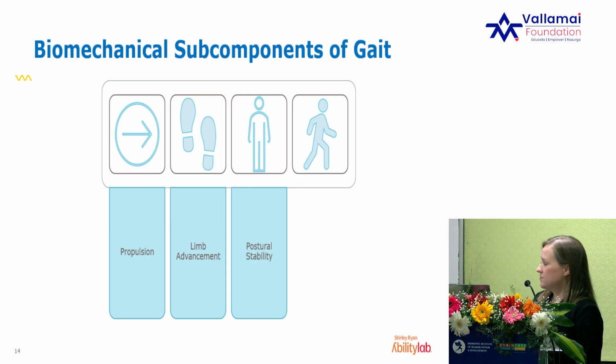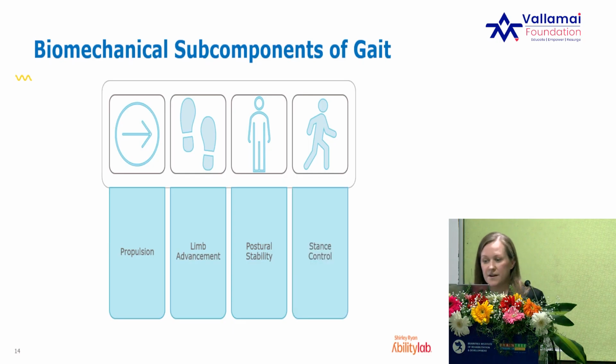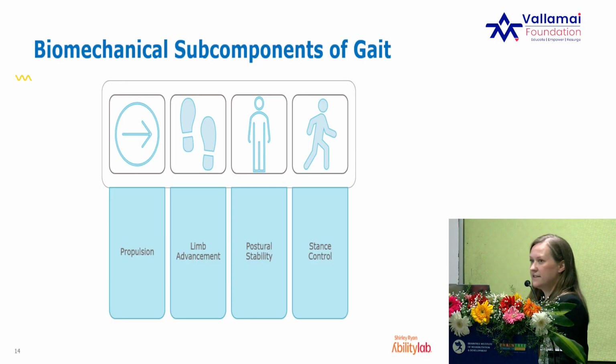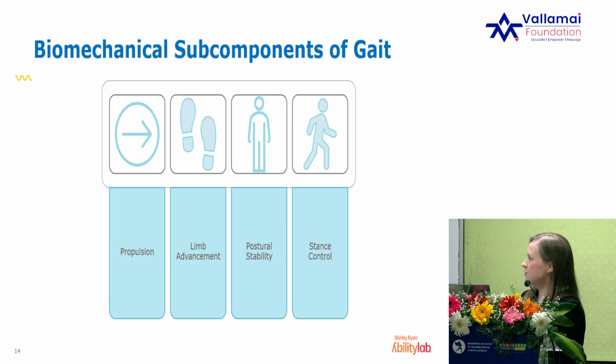The third one is postural stability, and this is your ability to maintain upright in both the sagittal and frontal planes and keeping your center of mass within your base of support. And then the fourth one is stance control, and this is not allowing either your trunk or your leg to collapse during stance. All of these components can be achieved with or without therapist assistance. As you're looking at each component individually, you can either assist or progress the patient depending on their ability to successfully achieve each of these biomechanical subcomponents of gait.